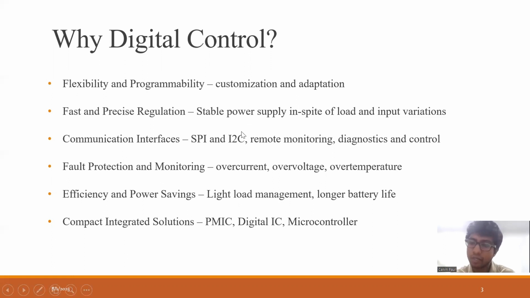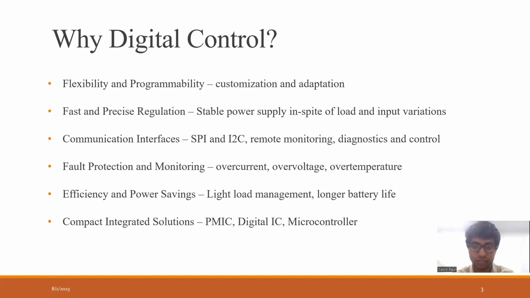So basically, I told about how using digital control we can update our controller without the tedious process of soldering, desoldering, or removing components, finding exact values, etc. Another thing is fast and precise regulation. We need good load regulation, and the controller should also be able to reject input voltage disturbance.